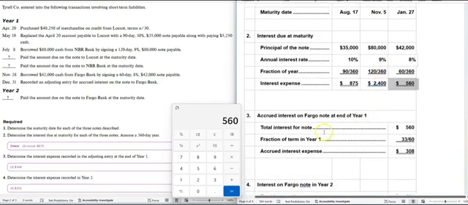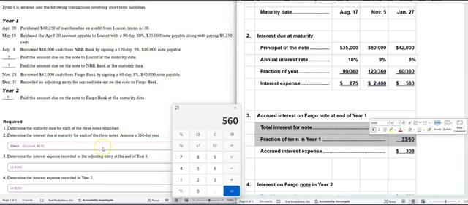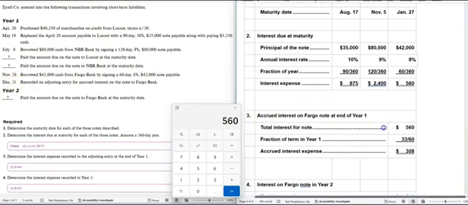So of this $560 total interest on that note, 33 days of that note are occurring in year one. 2 days in November, 31 days in December. 33 days out of the 60-day note is interest of year one. That means as of the end of the first year, we need to record an adjusting entry to record $308 of interest expense incurred in year one that hasn't been paid.